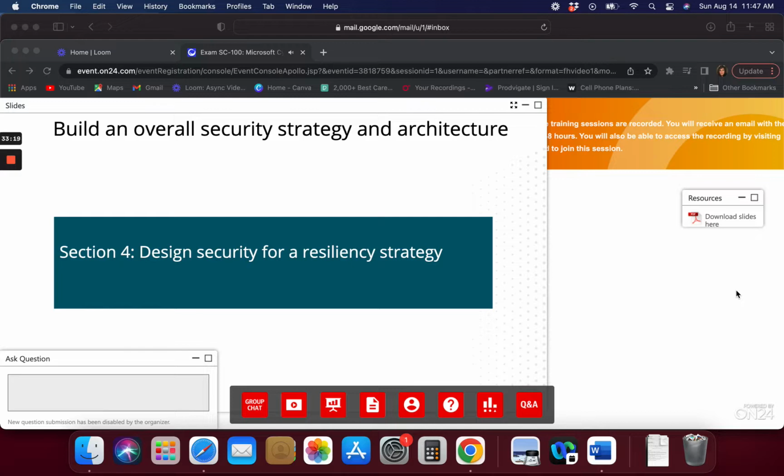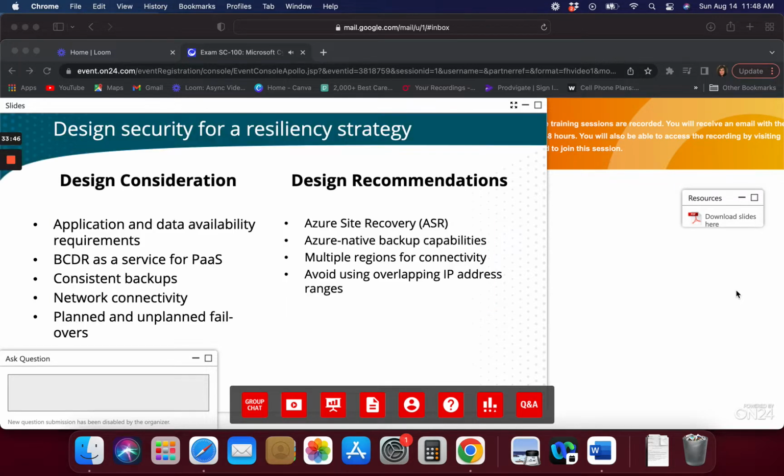Now moving to talk about the strategy that you should know about to design security for resiliency. Most organization and enterprise application workloads have defined recovery time objective, RTO, and recovery point objective, RPO, requirements. So you should have an effective business continuity and disaster recovery design, which provides platform-level capability that meets those RTO and RPO requirements. So what are the design considerations and recommendations for an effective business continuity and disaster recovery strategy?